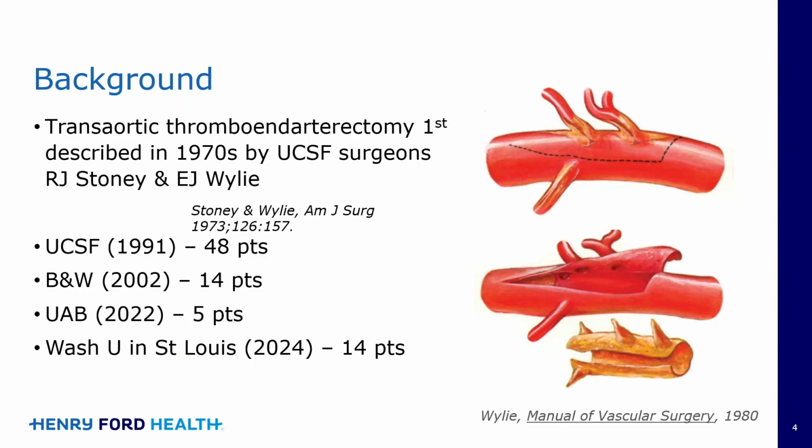Transaortic endarterectomy, also known as trapdoor endarterectomy, was first described by Stoney and Wiley at UCSF in the 1970s via a left thoracoabdominal incision through the 8th intercostal space. Their group published the largest series in the literature in 1991 with excellent and durable results. Since then, only a few centers have published their experience. In 2002, Brigham and Women's presented 14 patients, and more recently, University of Alabama with 5 patients and WashU with 14 patients. The evolution of endovascular technologies has made open operations on the paravisceral aorta increasingly uncommon.